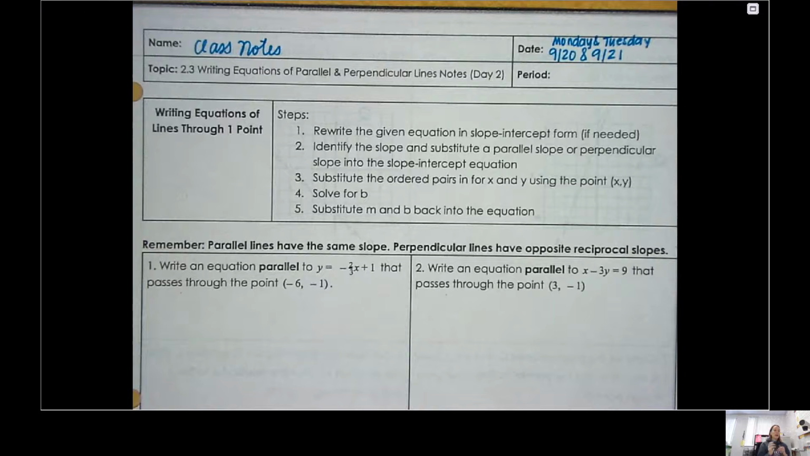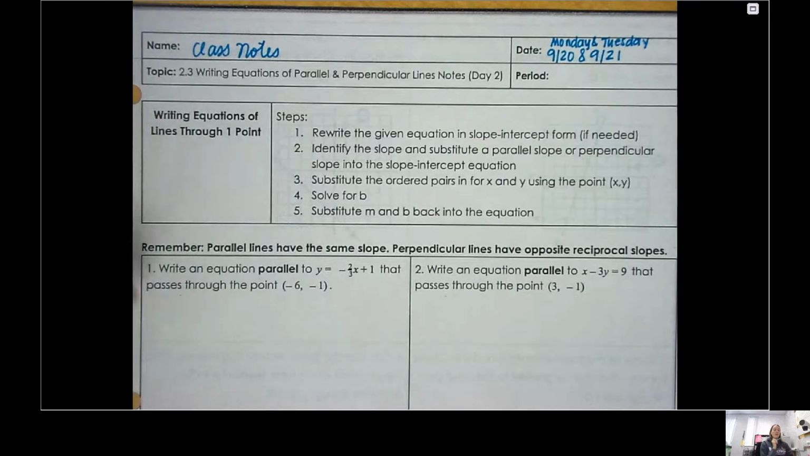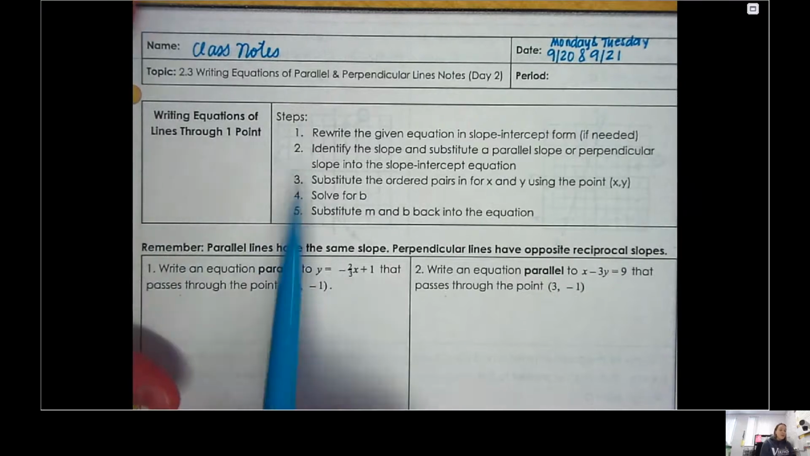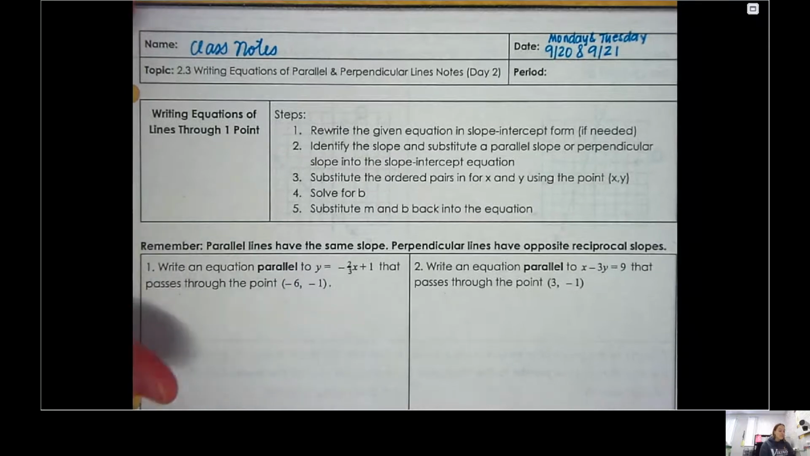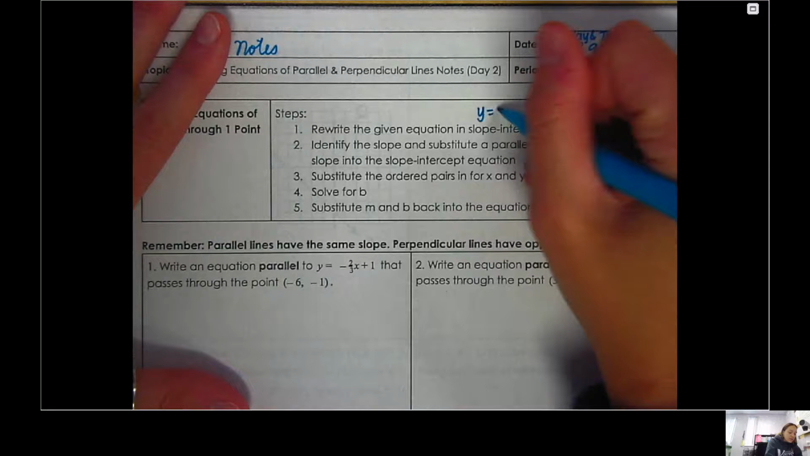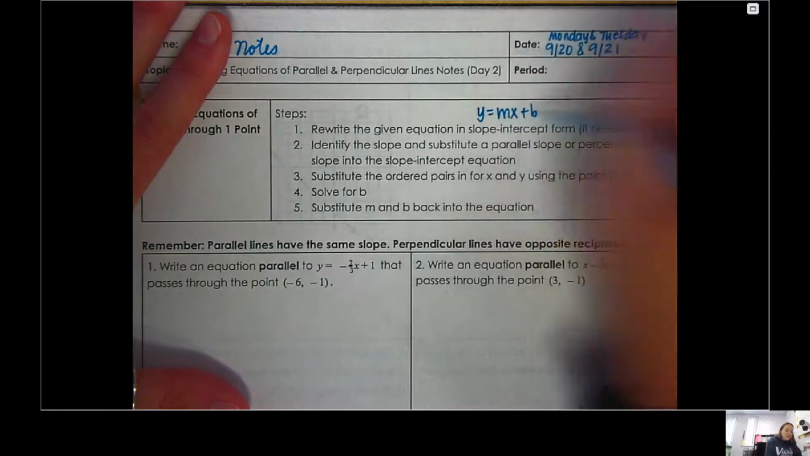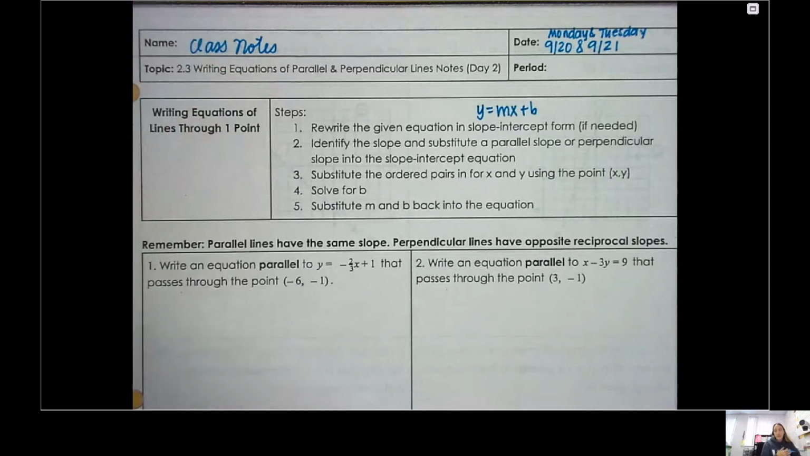Today, we're going to practice writing equations of different lines that go through a particular point that would be graphed on the coordinate plane. So we've got 5 steps that we're going to do for every single problem, in order every single time. First step is we're going to rewrite the equation in slope-intercept form. Remember, that is y equals mx plus b, and the m is my slope, the b is my y-intercept. We only do that if it's needed. If it's already given to us in that form, then we're golden.